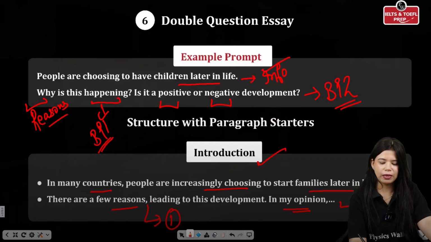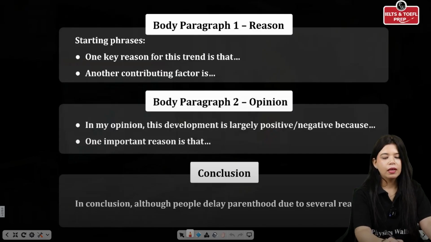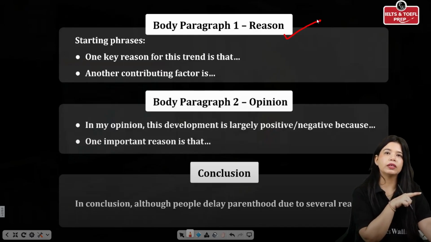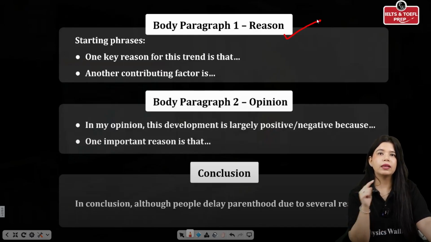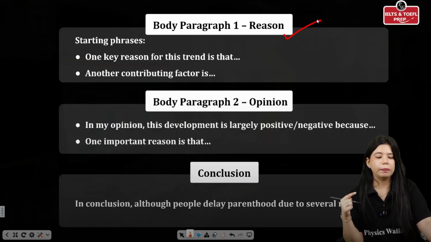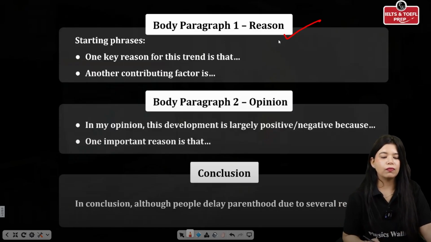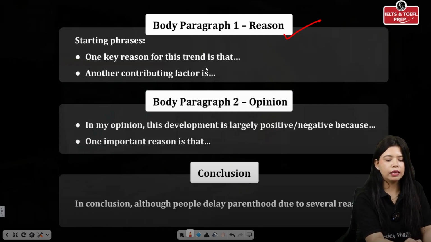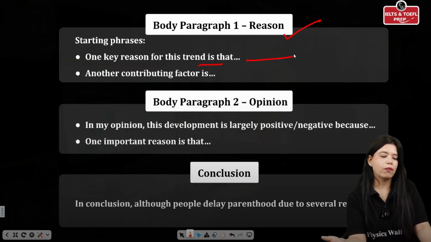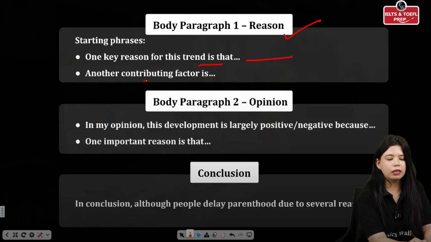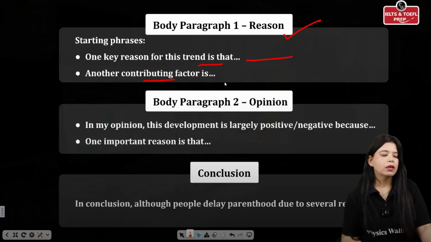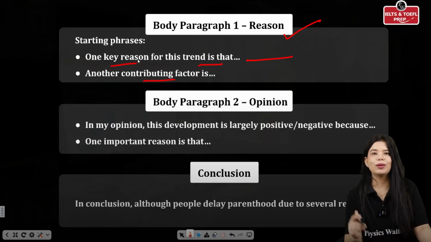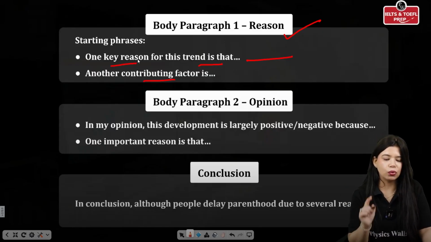Let's take a look at body paragraphs, and here you go. So body paragraph 1, like I said, go with reasons. So the first question in the prompt goes in body para 1, and the second question in the prompt goes in body paragraph 2. Now the first question was why, and that's why it's going to be on reasons. And we can say one key reason for this trend is whatever your reason is. Another contributing factor is. So do not list reasons like this, that one key reason is this and another contributing factor is like this. No, don't do that.